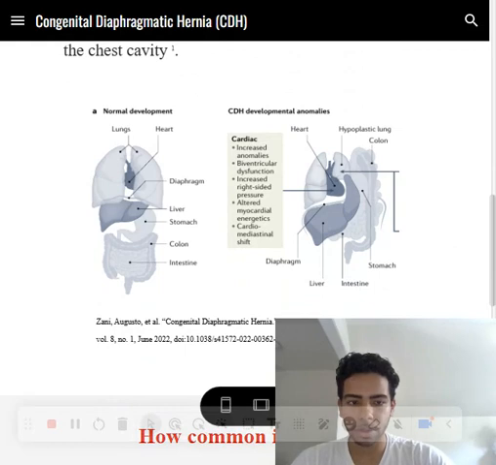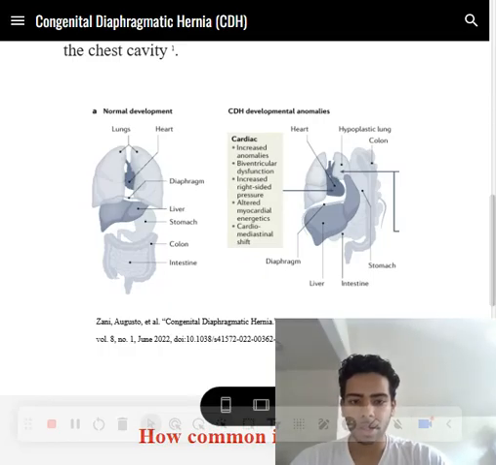This image below just presents the overall shift of abdominal organs into the chest cavity. It gives people an idea of what CDH usually looks like. It's very different in different patients of CDH, but it basically just gives people the basic idea of how it looks.